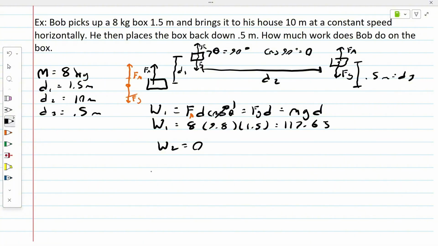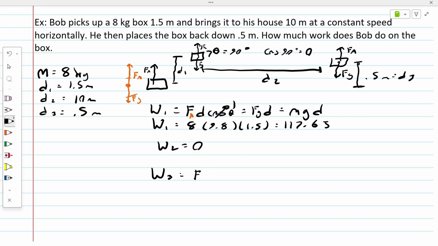Okay, and then for the third situation, now when Bob is holding this box, you may think the force is in the same direction, but what's actually bringing the box down is the force due to gravity. He's holding the box from falling. He's bringing that box downward, so the force is actually in the opposite direction, and the work on the box is going to be negative because that cosine theta will be -1.